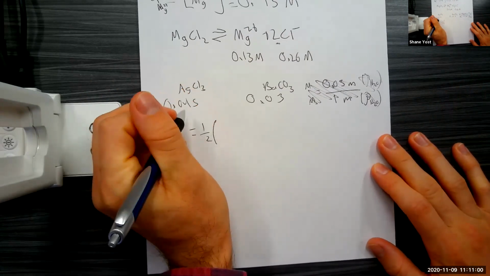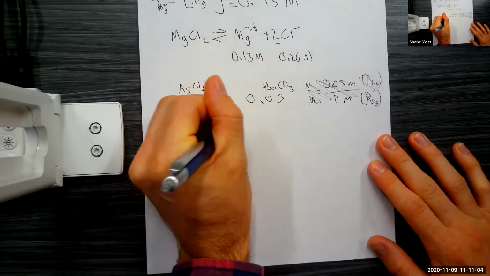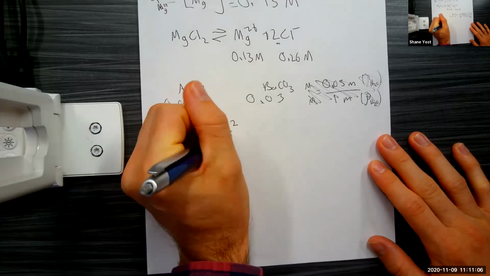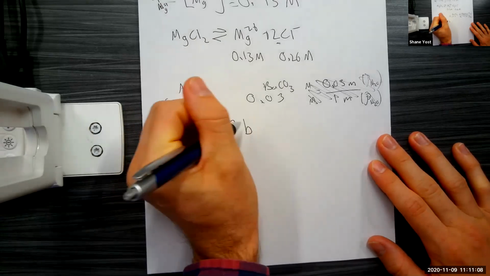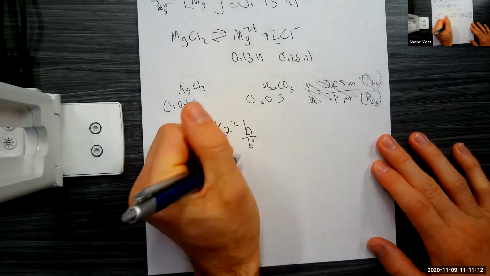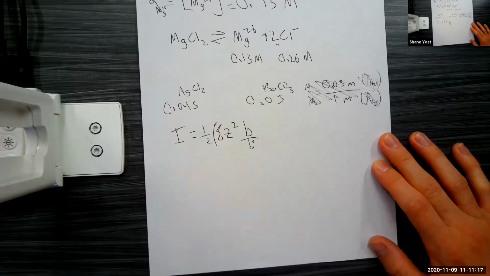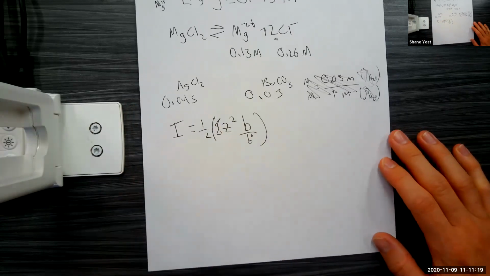Let's see here. So one half, then it's times the charge squared. Essentially, the sum of the charge squared times the molality, or in this case, molarity, divided by B naught, where B naught is 1 molal. Okay, that's essentially the equation.